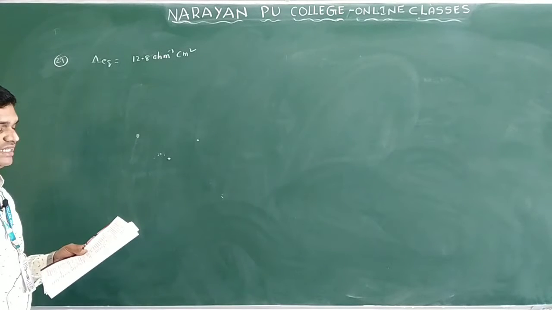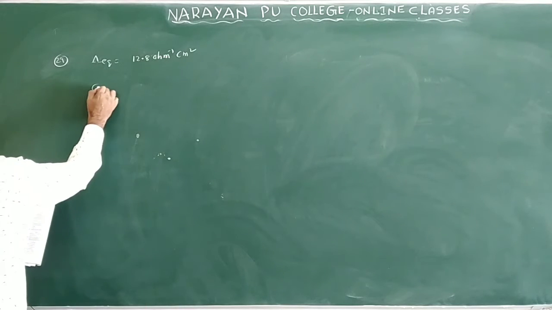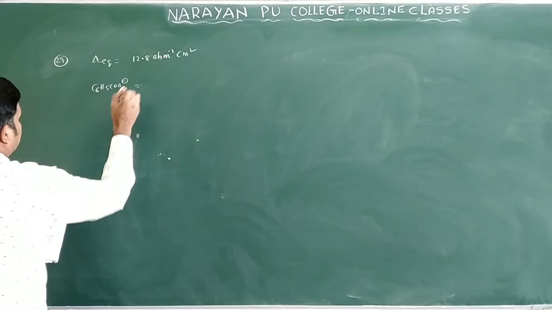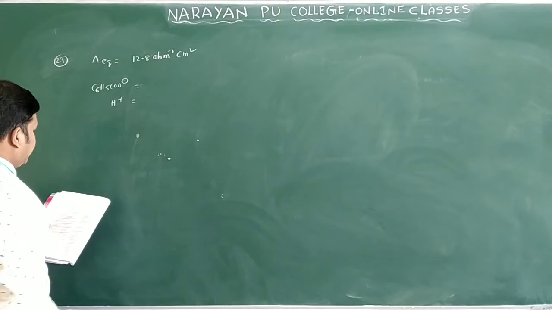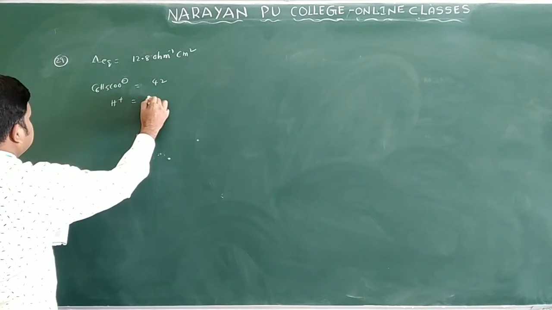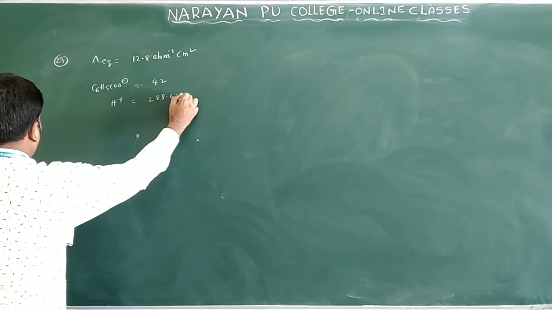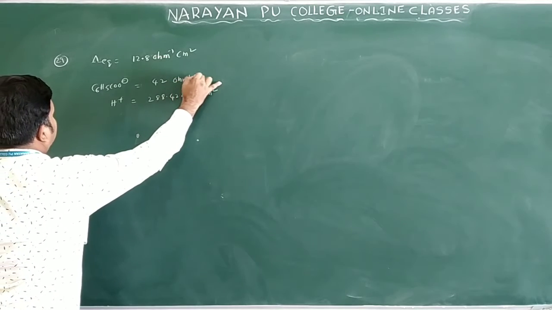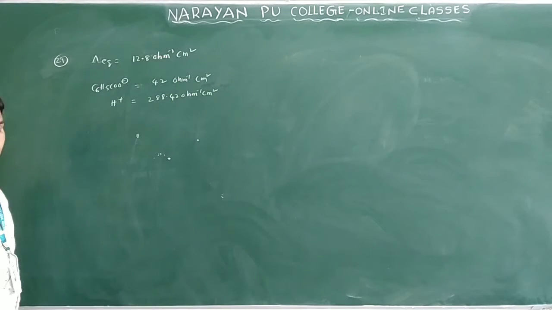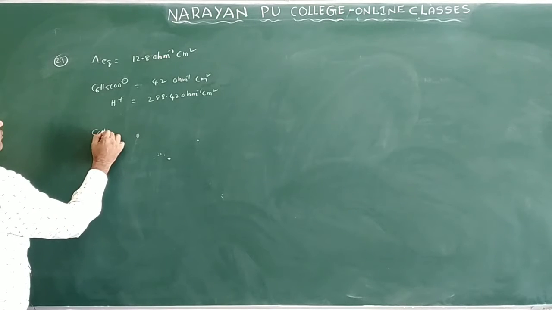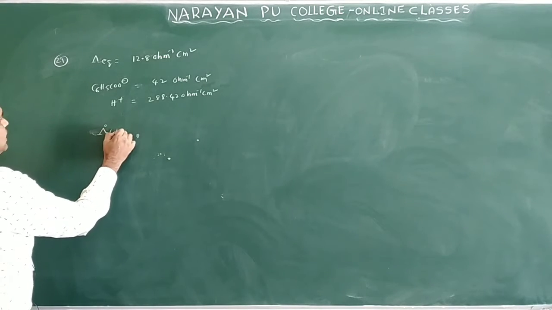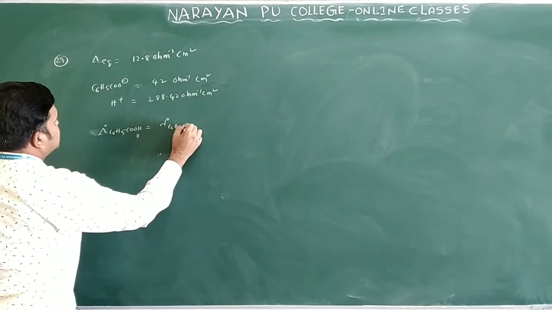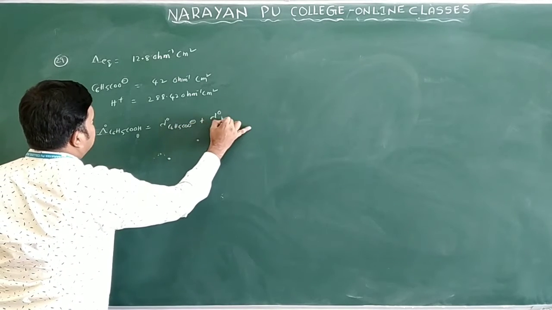And one more is given, conductance of benzoate ion. What is the benzoate ion formula? C6H5COO minus, and H plus also given. So C6H5COO minus is given 42 and H plus is given here 288.42 ohm inverse centimeter square. So this is also ohm inverse centimeter square. Now what is the benzoic acid formula? Benzoic acid formula we have C6H5COOH. Limiting molar conductivity of C6H5COOH is equal to lambda naught C6H5COO minus plus lambda naught H plus.